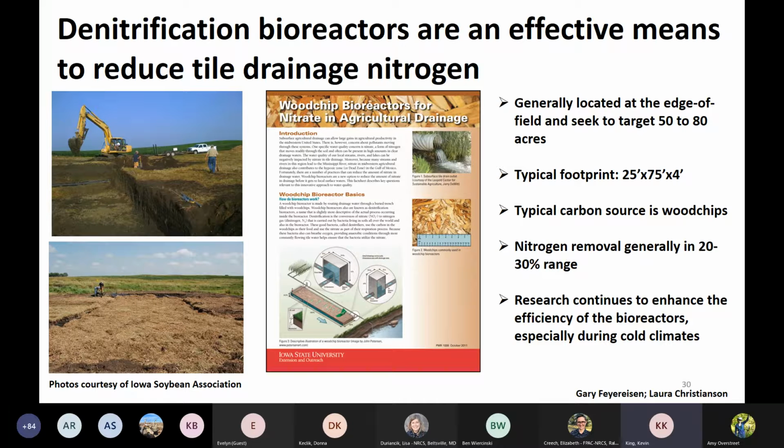Most are filled with wood chips, but other carbon sources have been explored. Nitrogen removal is dependent on discharge rate, with typical reductions in the 20 to 30% range. Research is still ongoing to enhance these bioreactors, especially in cold climates. This is a cost-shared practice, and further information can be found in NRCS Standard 605.